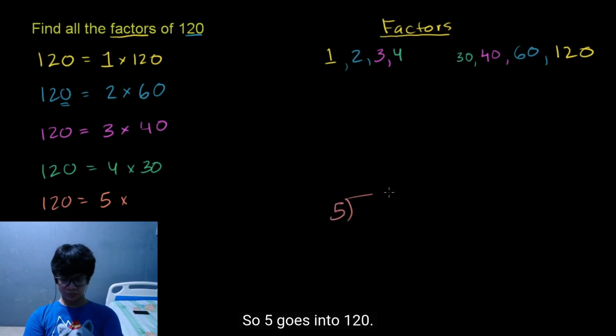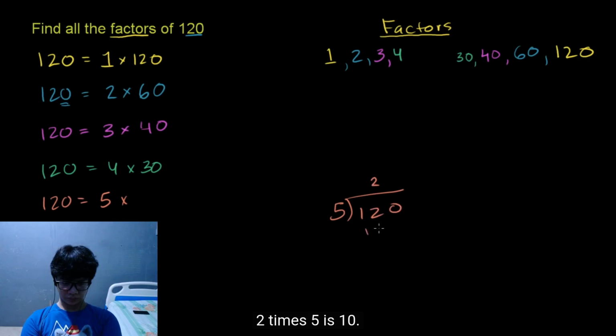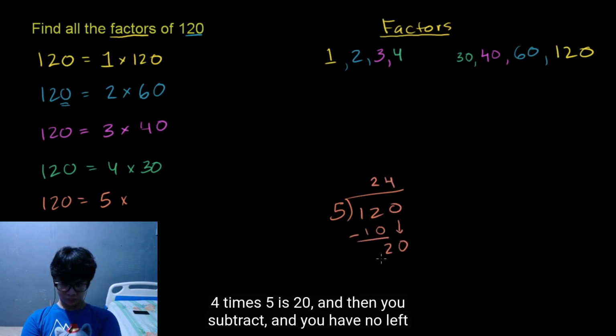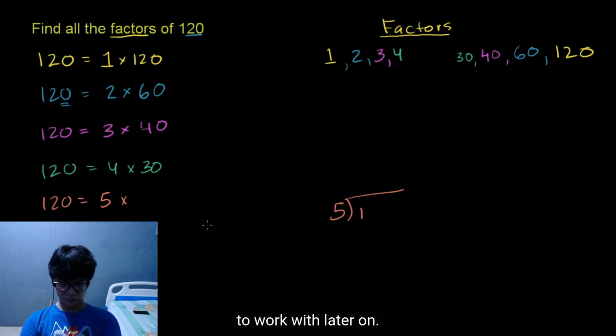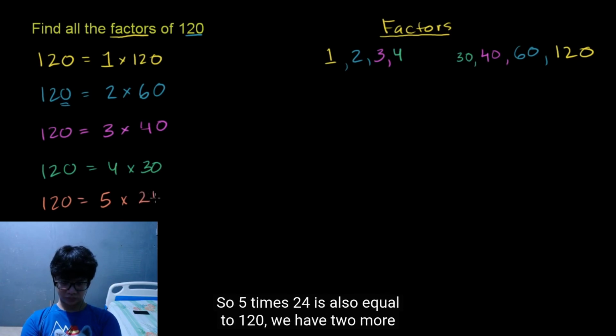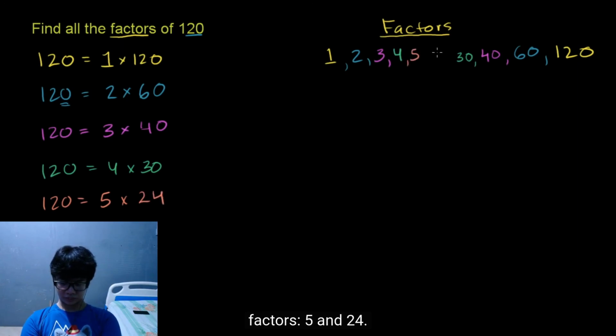So 5 goes into 120. Doesn't go into 1. It goes into 12 2 times. 2 times 5 is 10. Subtract. You get 2. Bring down the 0. 5 goes into 20 4 times. 4 times 5 is 20. And then you subtract, and you have no leftover, as we expect, because it should go in evenly. This number ends with a 0 or a 5. So, let me delete all this so we can have our scratch space to work with later on. 5 times 24 is also equal to 120. So we have two more factors, 5 and 24.